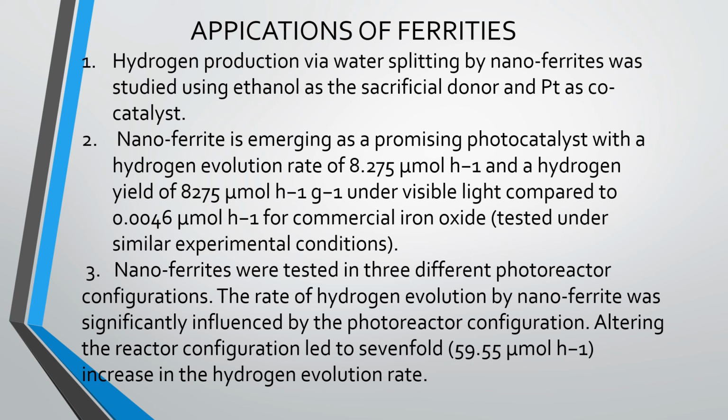Nanoferrites were tested in three different photoreactor configurations. The rate of hydrogen evolution of nanoferrites was significantly influenced by the photoreactor configuration. Altering the reactor configuration led to a seven-fold increase in the hydrogen evolution rate. So these were my views on the application of ferrite nanomaterial in solar water splitting. So thank you.